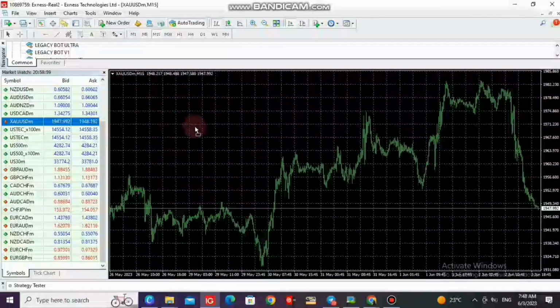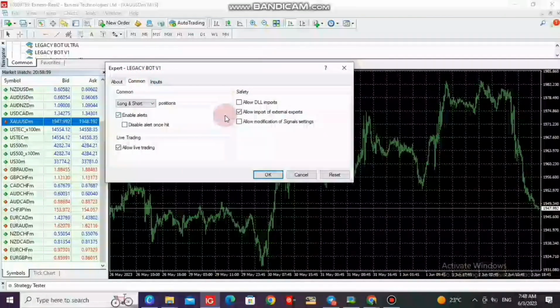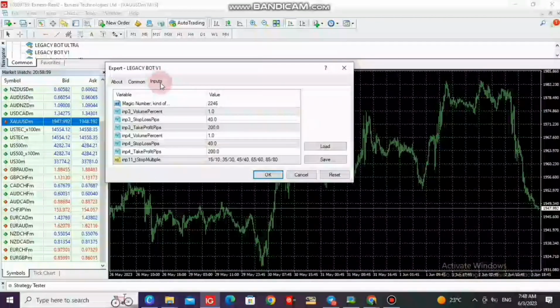You just drag it to your screen, or you drag it to the window. After that, you go to your commons and then you allow all of this. And after that, go to your inputs. This is where I want to teach you a bit of what you'll expect from the bot.